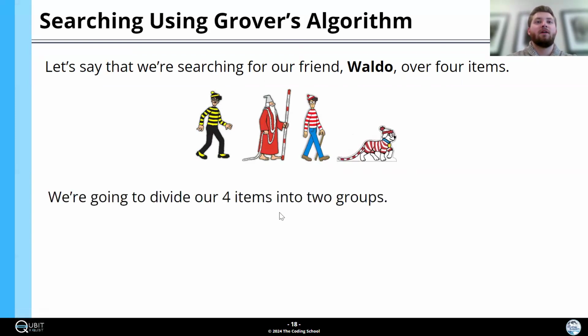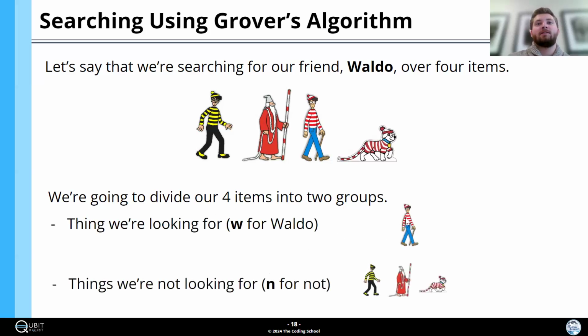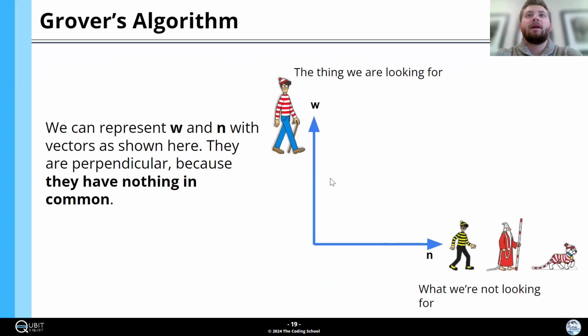So we're going to divide our 4 items into 2 groups: the W for Waldo and the N's for nuts. So Waldo is the only correct answer. The 3 N's here are nuts. All right, so we can represent W and N with vectors as shown here.